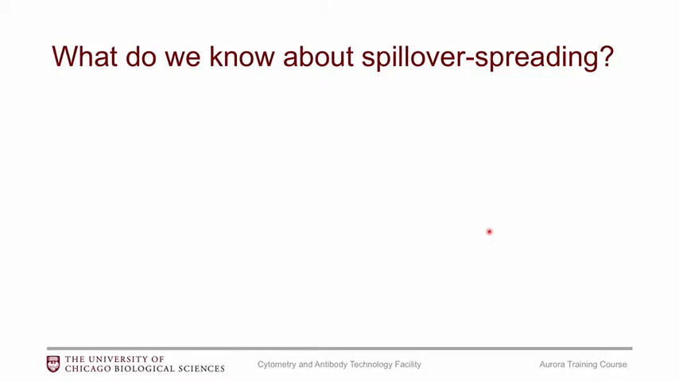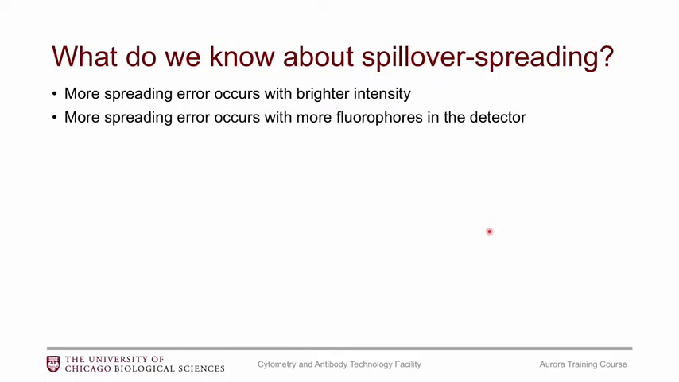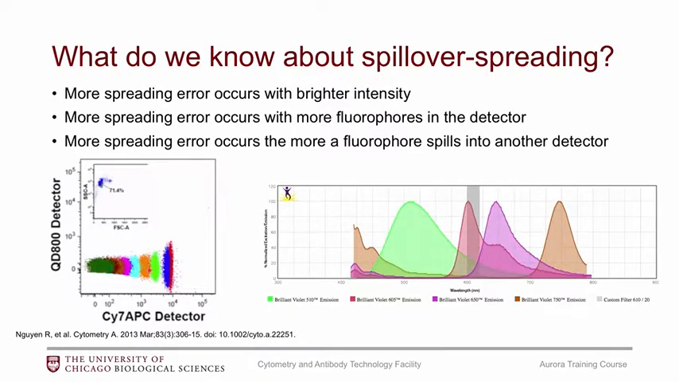Now we do know a few things about spillover spreading because, as I said, it happens in conventional flow cytometry. So more spreading error occurs with brighter intensity. You can see here that as this APC-Cy7 fluorophore gets brighter, it spreads more into the secondary channel, so the Q.800 channel. So if APC-Cy7 was dim, then we can draw the negative for Q.800 at this level. But if APC-Cy7 is brighter, then we need to draw our negative at this point.